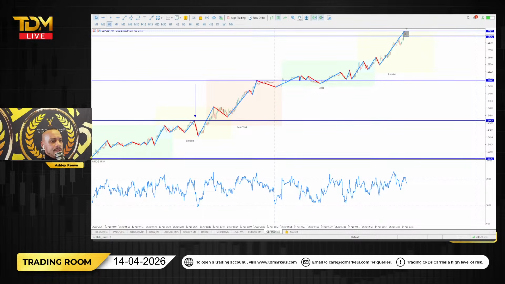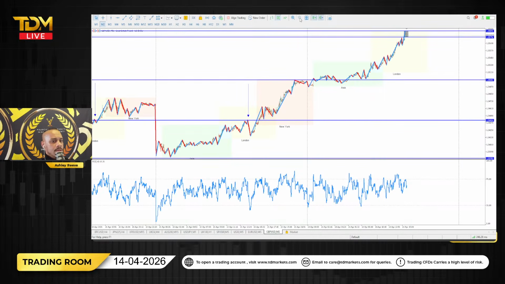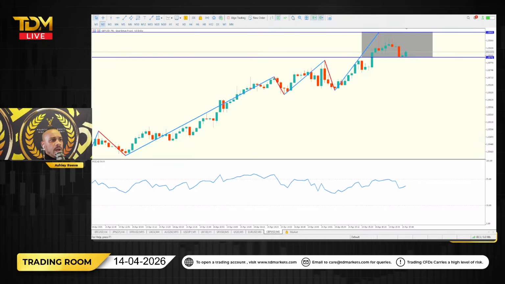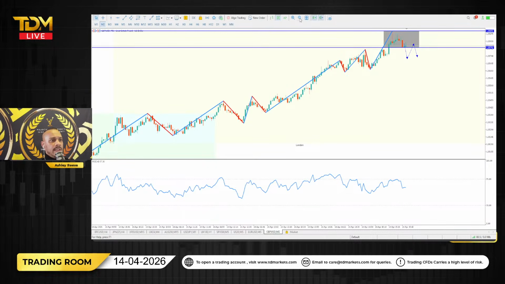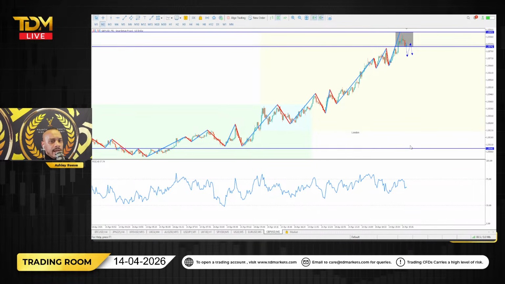Yeah, price is slowing down at these zones here. That's good for us. All right, so we wait. Ideally, what we would like is this, and then this, and then this. That's what we would like. And then we take it down.